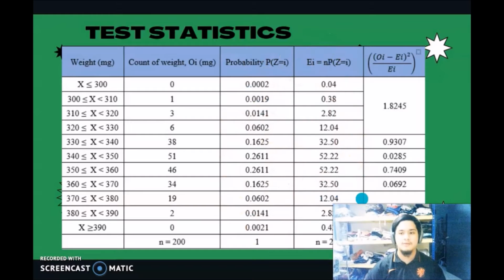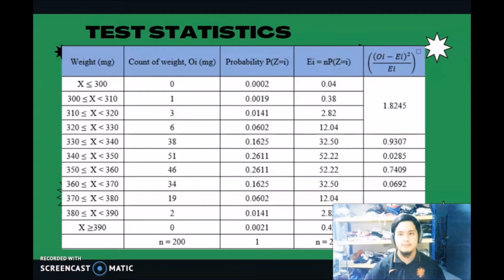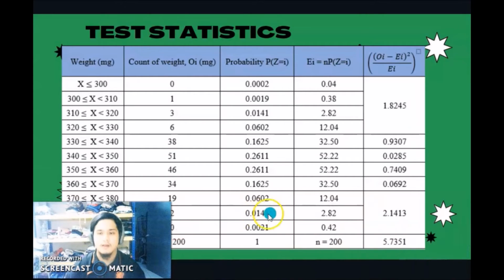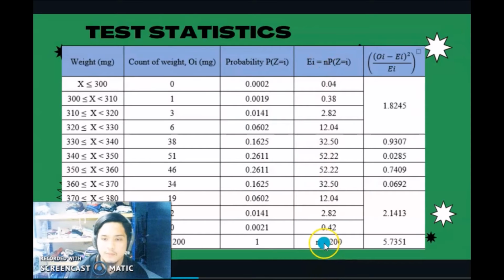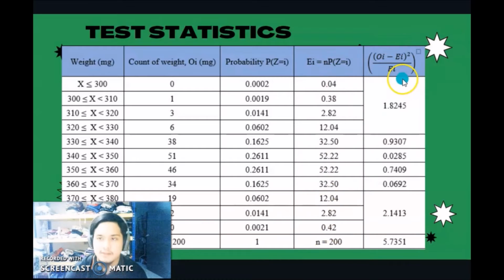So for the expected frequency, we use the number frequency times the probability here. So we add up, and also we got 200. So for the chi-square test value, we use this formula: (Oi minus Ei) squared over Ei.